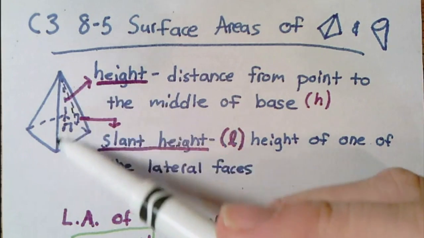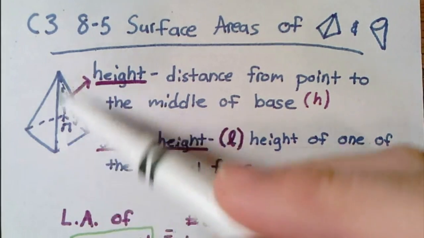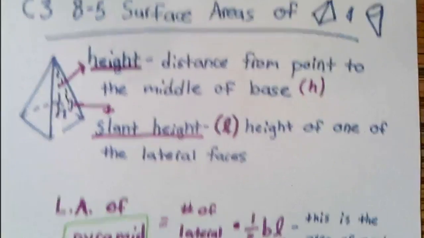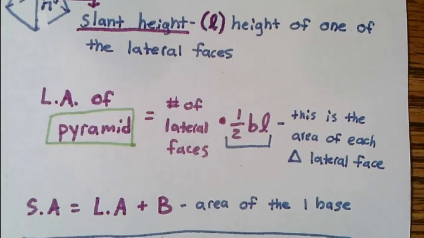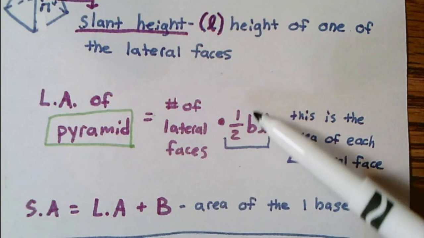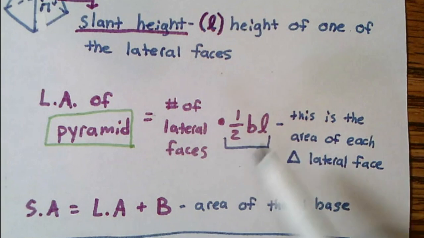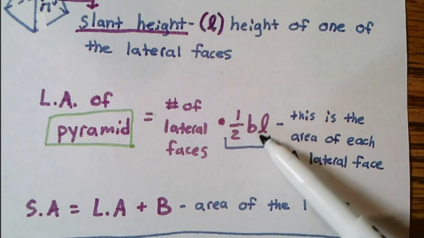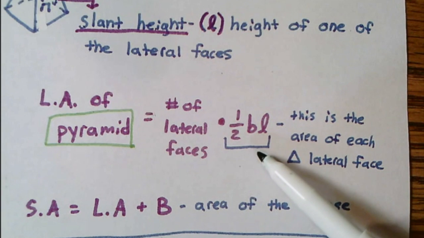Remember that for a pyramid, all these shapes will be triangles. The base can be a different shape. So here's what we need to know. To find the lateral area of a pyramid, you need the number of lateral faces times half of the base times the length. 1/2 base times length is how you find the area of a triangle, right? And since all of the lateral faces are triangles, that's why this formula is in here.